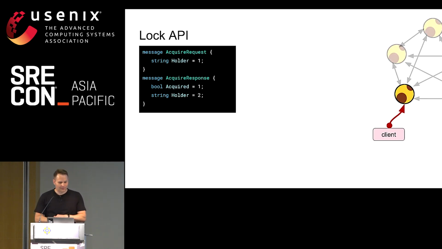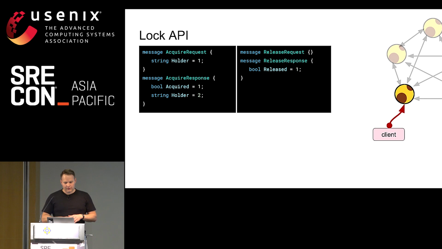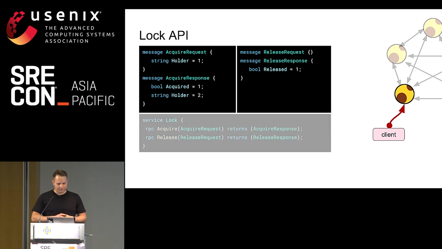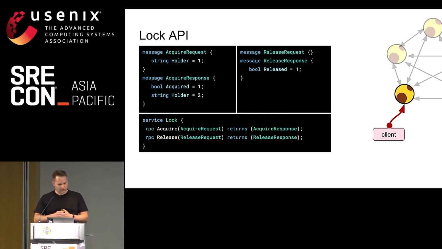The log API. 2 messages, acquire request, which simply is the client sending a string, hey, I'm Beaver, so we trust the client that it knows its name. There's a lot of trust in the protocol. And a response message, whether or not it has been acquired and who the holder is, because it could be that the message is you have not acquired it, someone else is the holder. A release request is basically empty, just saying release a lock, and then we get a response whether or not we were able to release a lock. The service is also just consisting of acquire and release RPCs.